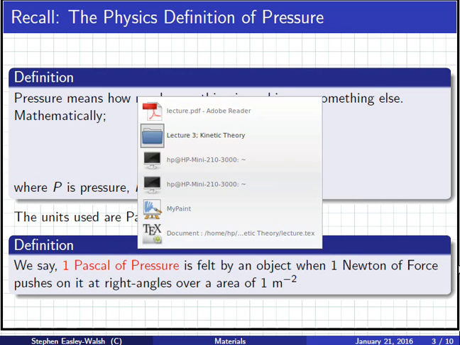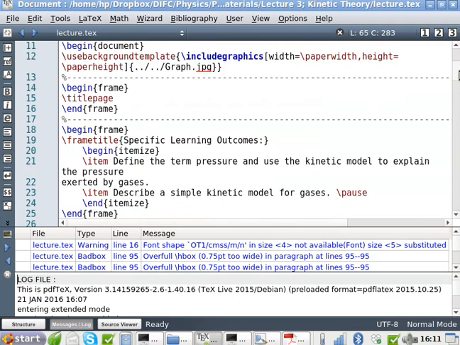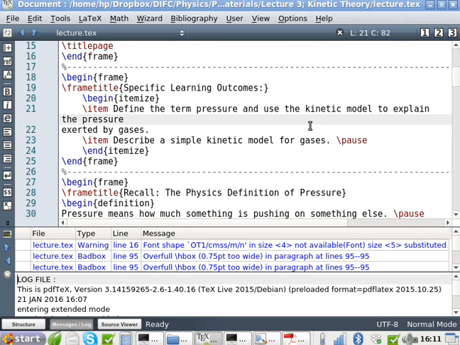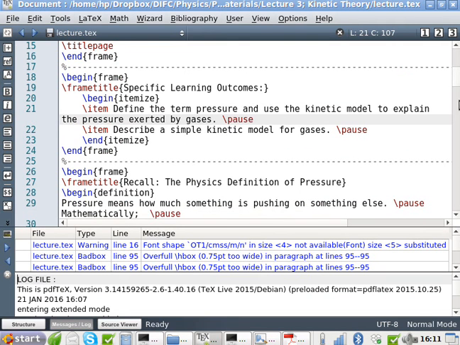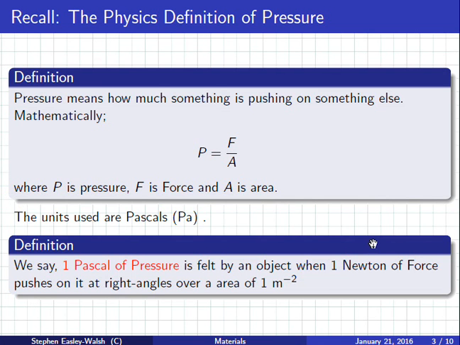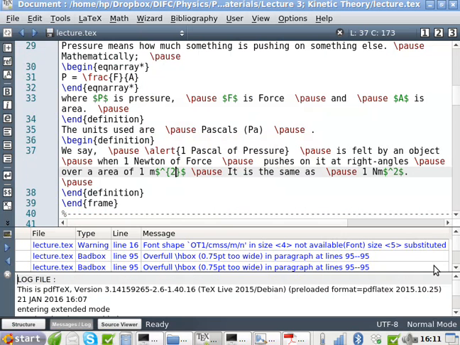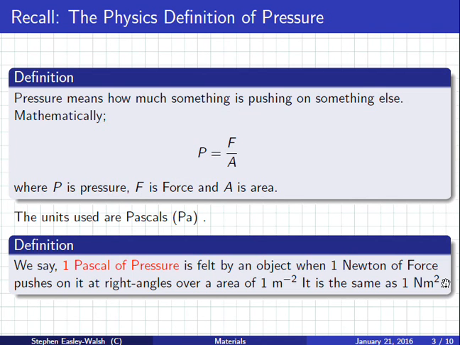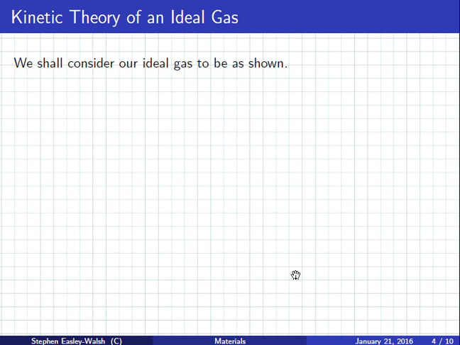Why do I keep writing minus? That should be over an area of 1 meter squared, no minus there. Newton per meter squared. Okay, just write down the formula at least. Pressure equals force over area. I'll have to fix this as well, there should be no minus in the power. I'll fix that later.